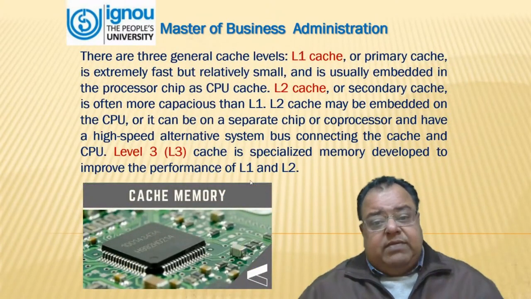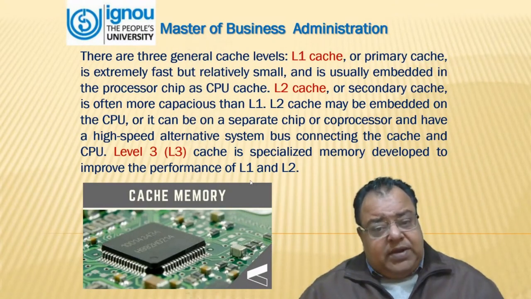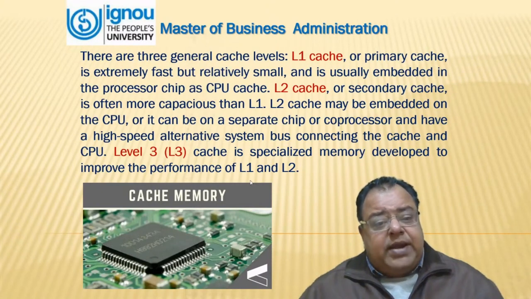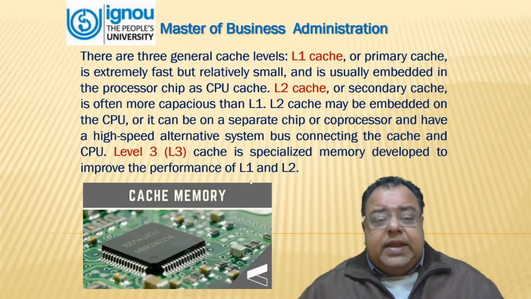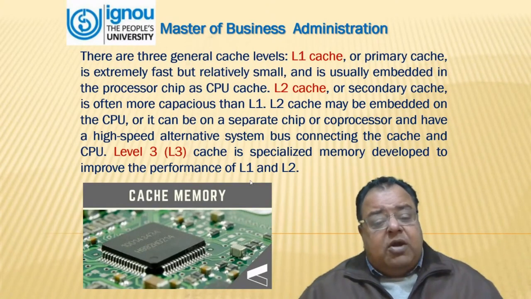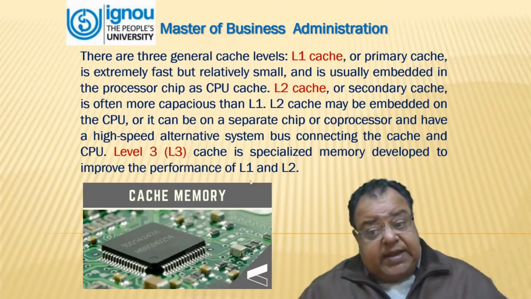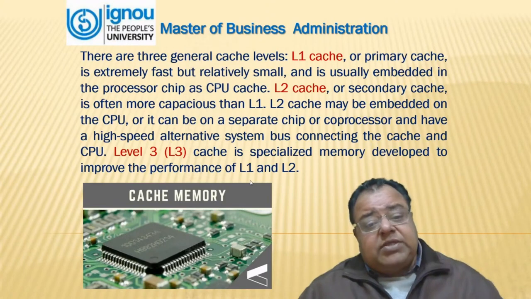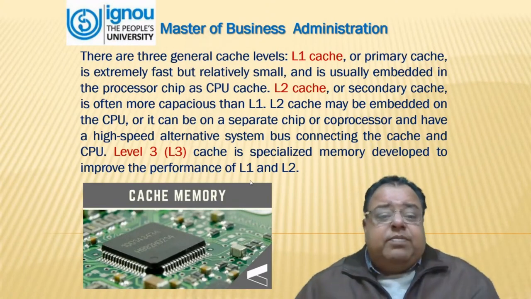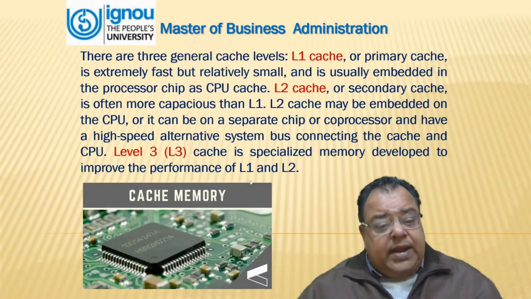There are three general cache levels. L1 cache, or primary cache, is extremely fast but relatively small and is usually embedded in the processor chip as CPU cache. L2 cache, or secondary cache, is often more capacious than L1. L2 cache may be embedded on the CPU or it can be a separate chip or coprocessor with a high-speed alternative system bus connecting the cache and CPU. Level 3 cache is specialized memory developed to improve the performance of L1 and L2.